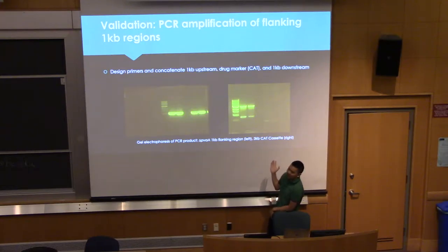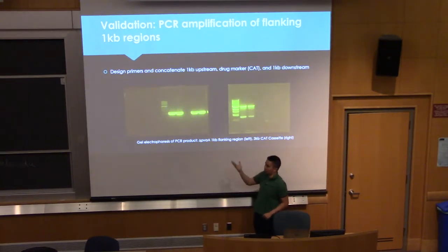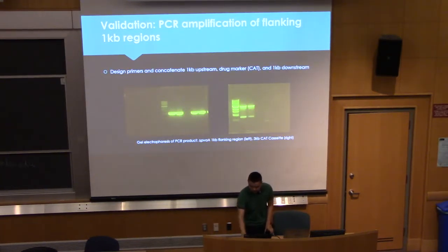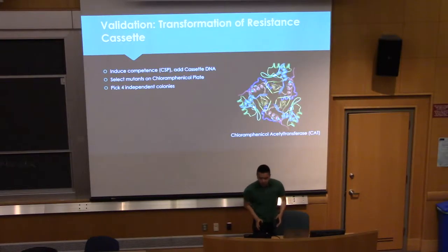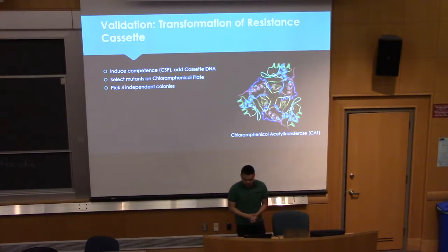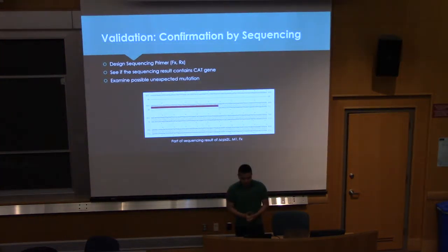Here's just the gel showing the bands of upstream, downstream, and the assay, which we use to confirm the PCR product. And we use chloramphenicol acetyltransferase as a drug marker. And as you can see, we sequenced the gDNA and confirmed there's a deletion.